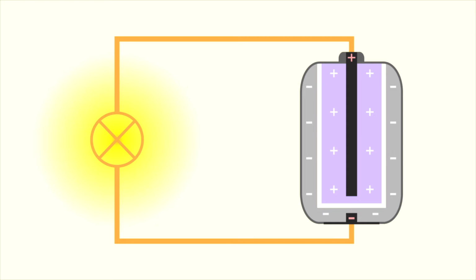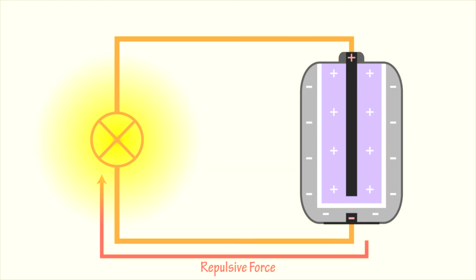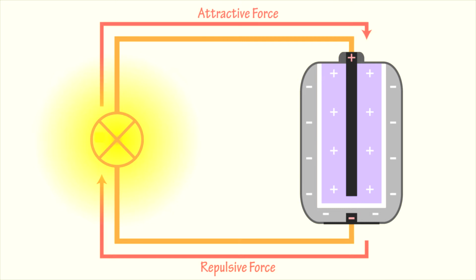This is because the many electrons in the negative compartment repel each other, pushing each other along the circuit. And as they get closer to the positive electrode, they are attracted to it. This causes the flow of electrons from the negatively charged zinc compartment to the positively charged gel electrolyte.